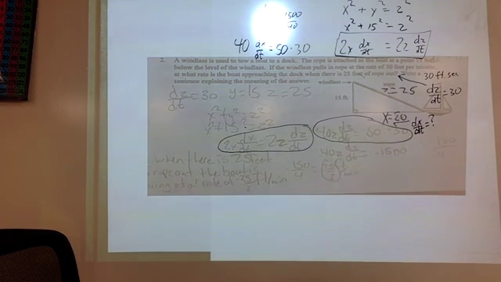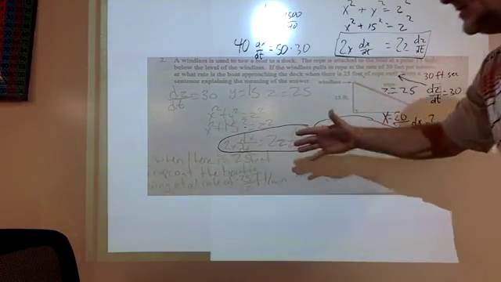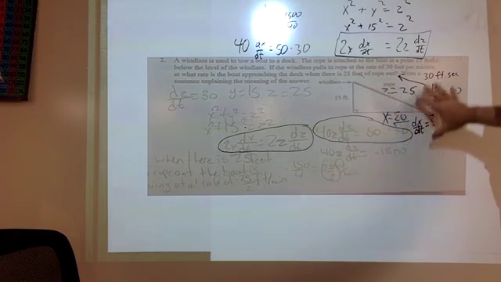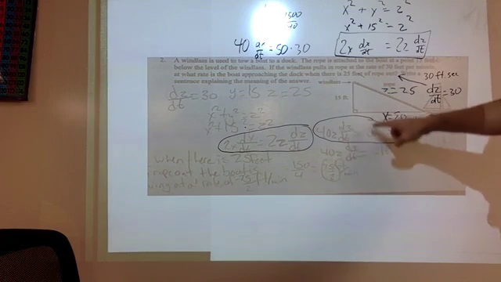That's how you do the problem. You use the Pythagorean theorem, you take the derivative of it, and then you just substitute in your numbers that you got over here. Most of them they gave you. One of them you had to figure out for yourself, the 20.